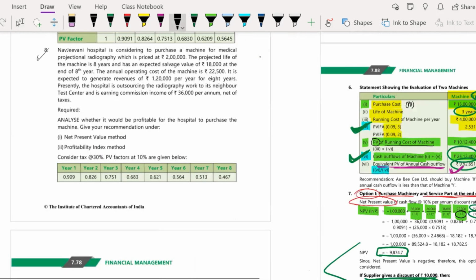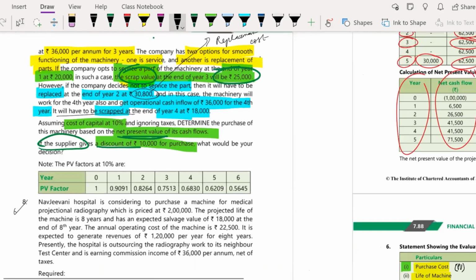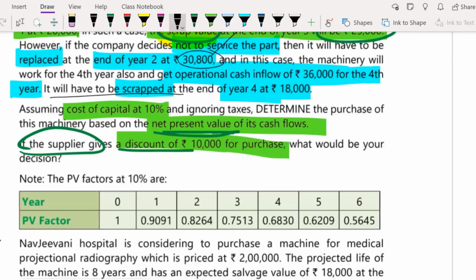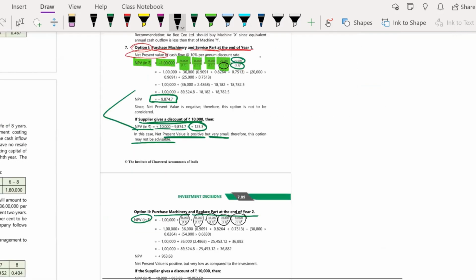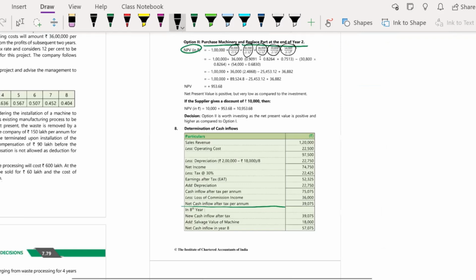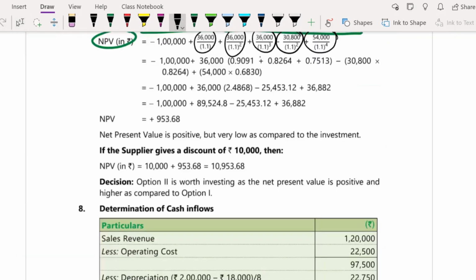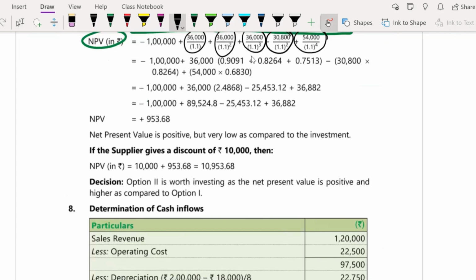So here, 1 minute. How is it 54,000? Here it is the scrap value plus the cash inflow. If you add the scrap value plus cash inflow, you will get 54,000 here. Okay. So if you do so, the NPV is positive here, which is 953 rupees.